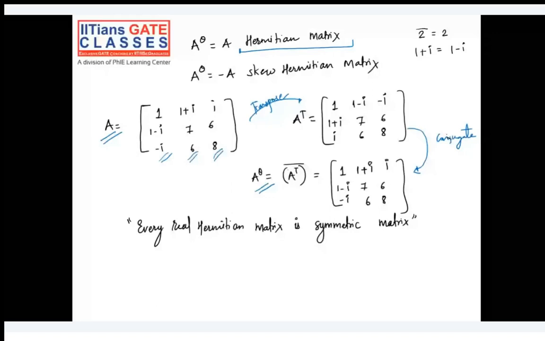Yes, you are correct, for skew Hermitian it's there. I'm talking about the Hermitian matrix now. Will there be any restriction? What will happen if I have a complex number along the diagonal? Let's say the first element is 1 plus i.